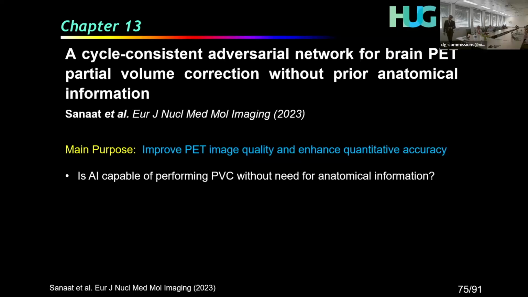In chapter 13, we trained a CycleGAN-based model for doing partial volume correction.